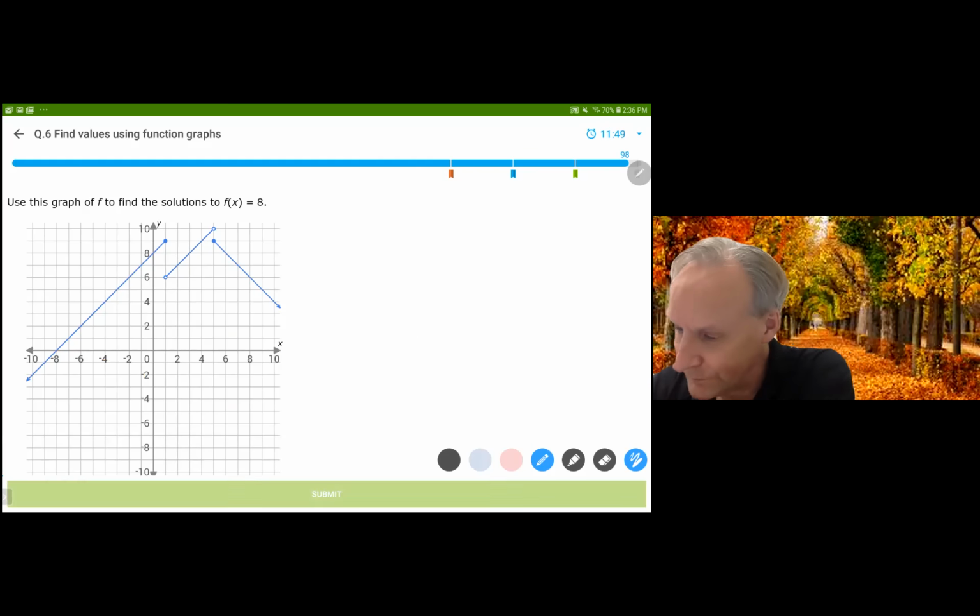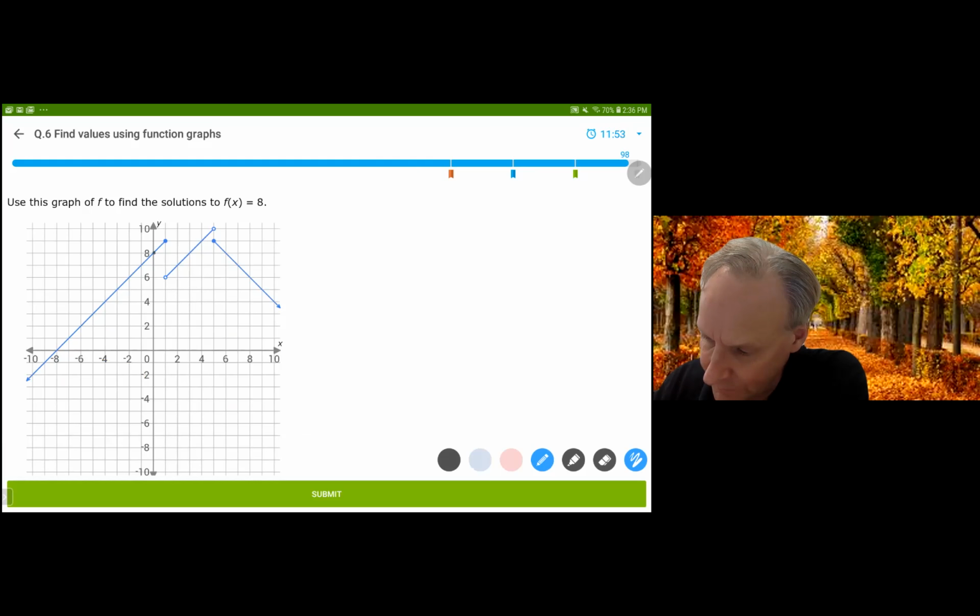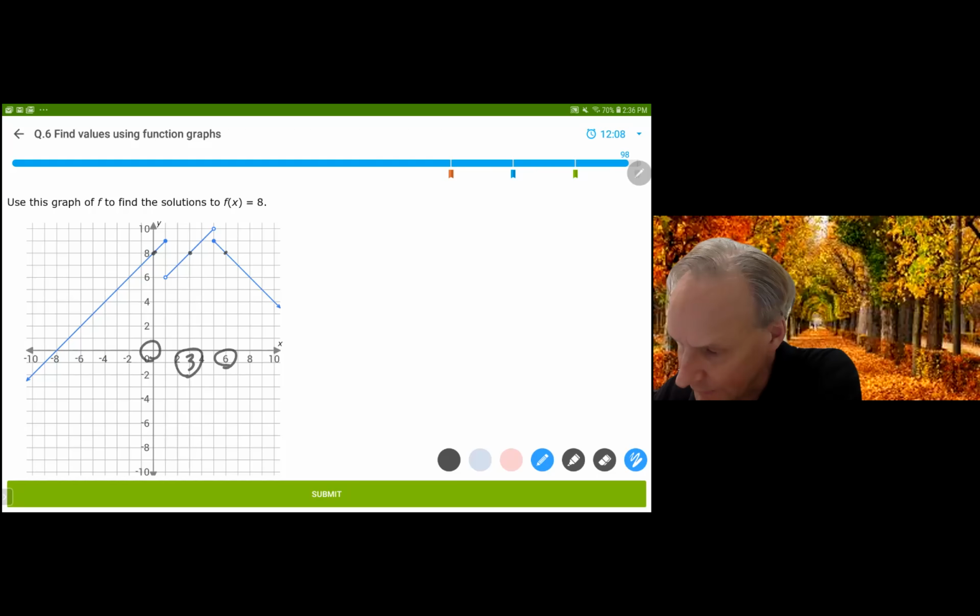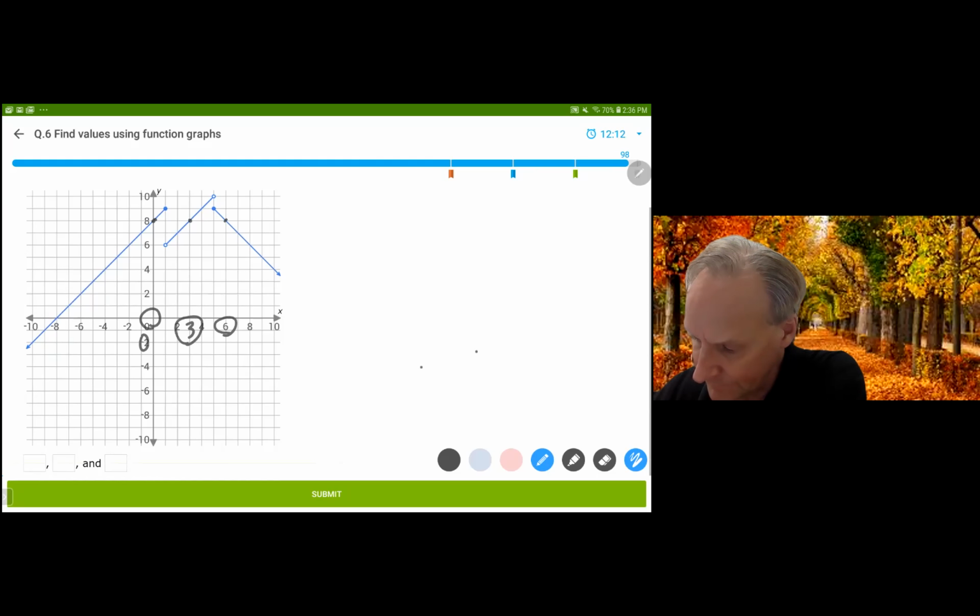Two more. We want f of x equal to 8, so it's going to happen at 0. Now here at 3, and where else? Here at 6, and 3, and 0, and nowhere else. So we have 0, 3, and 6.